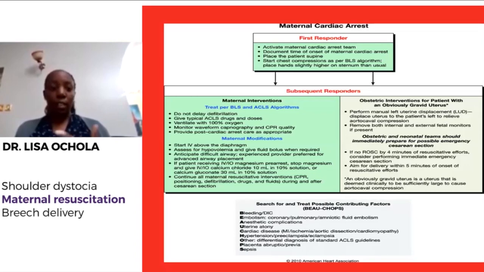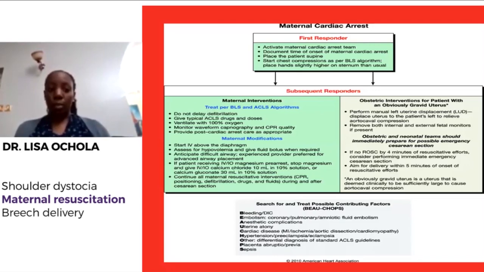When we look at maternal interventions, you use the very same algorithm. So you do not delay defibrillation. You give the typical ACLS drugs and the doses. We do give early oxygenation, 100% oxygen, and then you monitor waveform capnography, and so on.